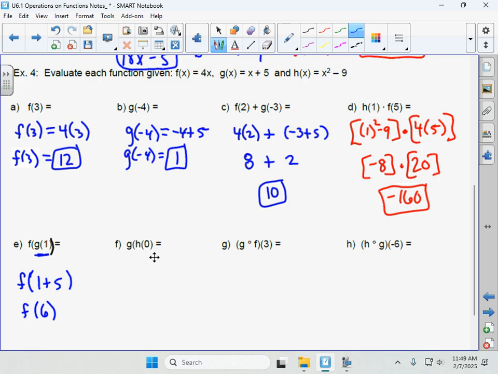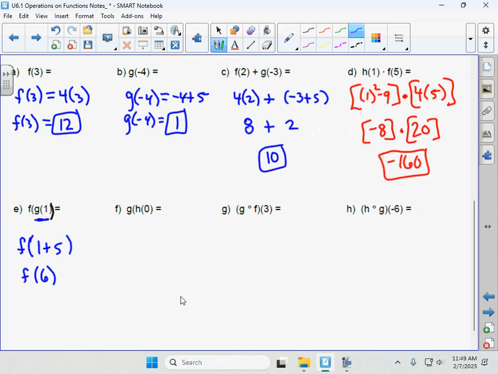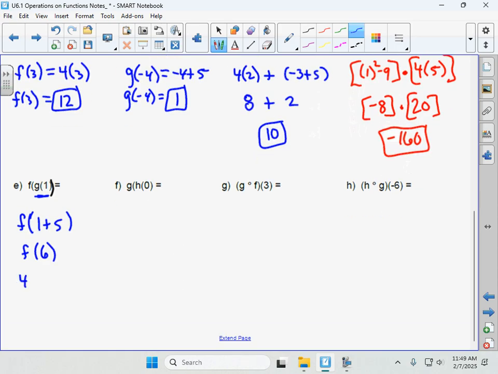So now we're going to plug 6 into the f function. So f says do 4 times x. And so that's going to be 24.